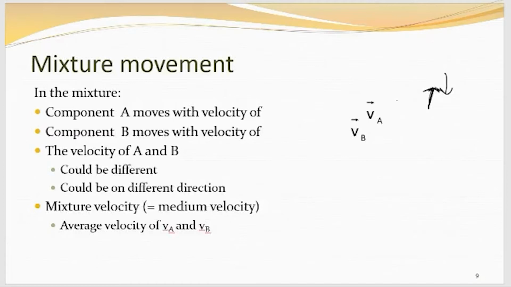What we call the mixture velocity is the average velocity of VA and VB. This is what we call the medium velocity.